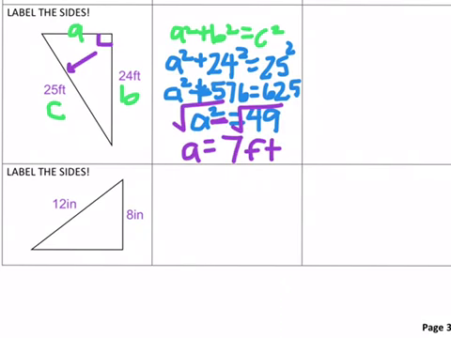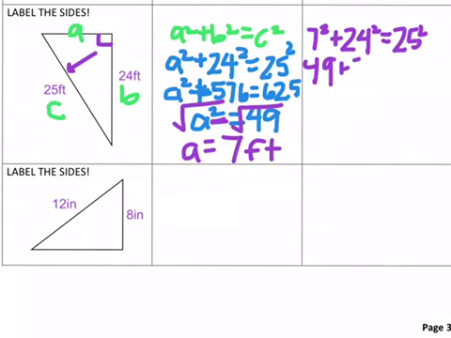Okay, so now we go ahead and plug in what we know and check our answer in this right-hand column. So a squared, a we found out is 7. So 7 squared plus b squared, which is 24 squared, equals c squared, which is 25 squared. 7 squared is 49. 24 squared is 576, as we found earlier. And then 25 squared is 625.